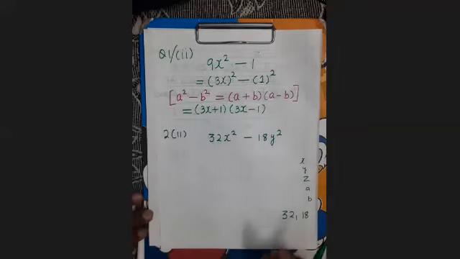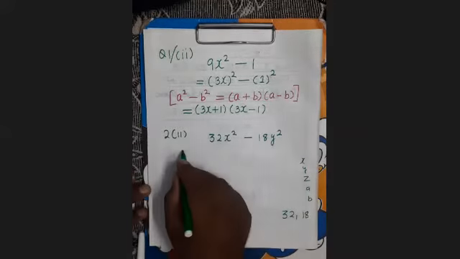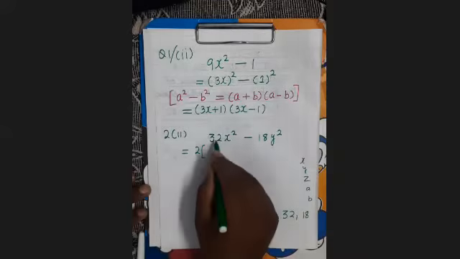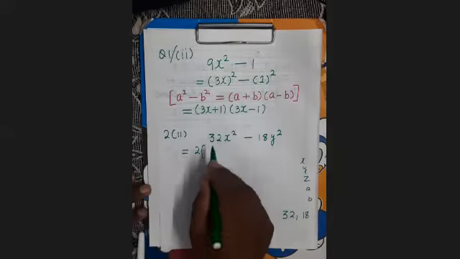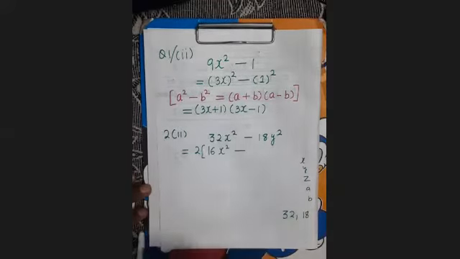What is the HCF of 32 and 18? Here we can take out 2 common. It's clear? So you take out 2 common. When you take out 2 common, what will you get? 16x square minus 9y square.